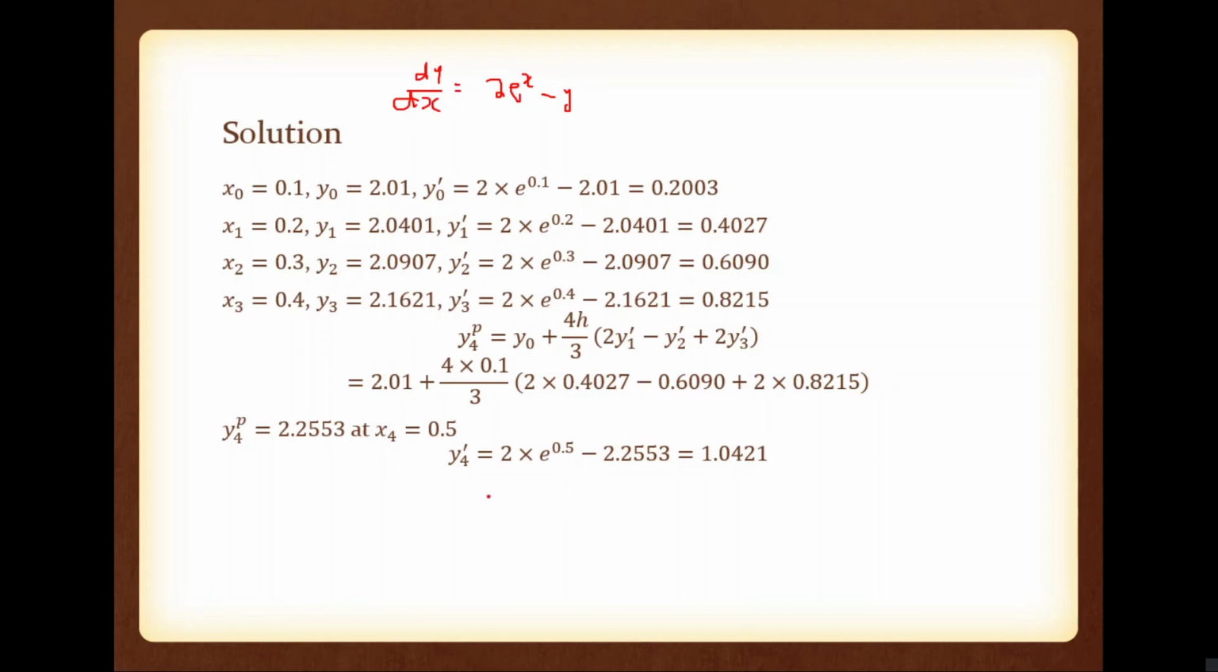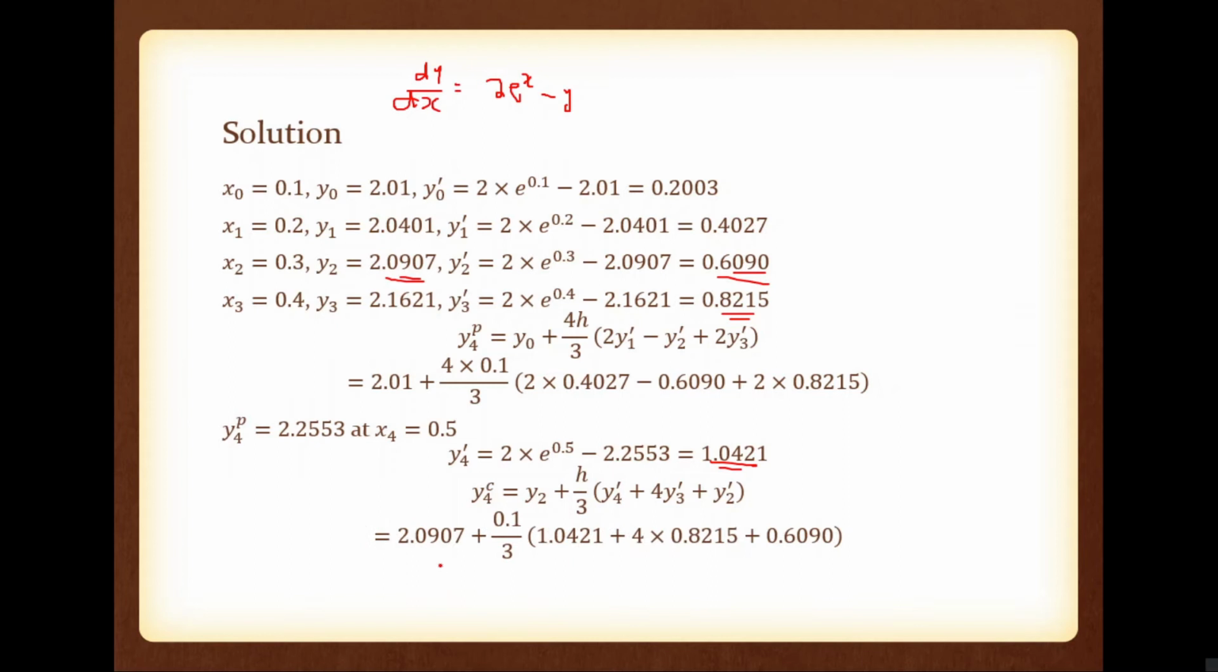So now we can correct the value. So use the corrector formula. What is the corrector formula? y4c is equal to y2 plus h by 3 into y4 dash plus 4 y3 dash plus y2 dash. So y4c is equal to y2, this is 2.0907, plus 0.1 by 3 into y4 dash, which is 1.0421, plus 4 into y3 dash. y3 dash is 0.8215, plus y2 dash, that is 0.6090.